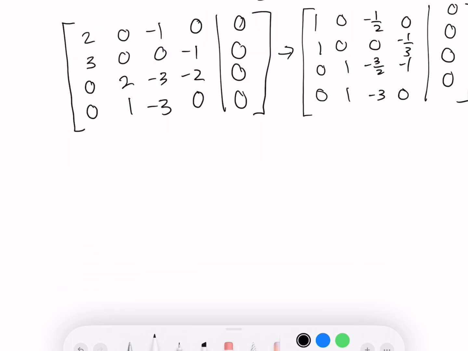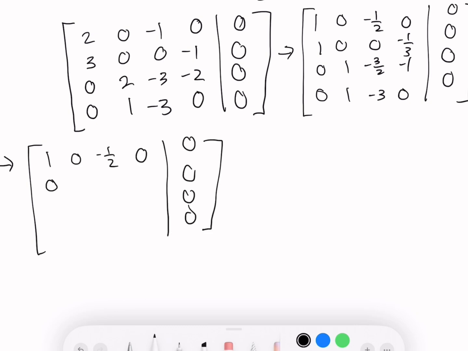And now we're going to do negative row 1 plus row 2. So negative 1 plus 1 is 0. Negative 1 half. Negative negative 1 half plus 0 is 1 half. And then the 0 doesn't do anything. And then same for row 4. I'm going to do negative row 3 plus row 4. So negative 1 plus 1 is 0. Negative negative 3 halves, so positive 3 halves, minus 3 is negative 3 halves. And negative negative 1 is just positive 1.